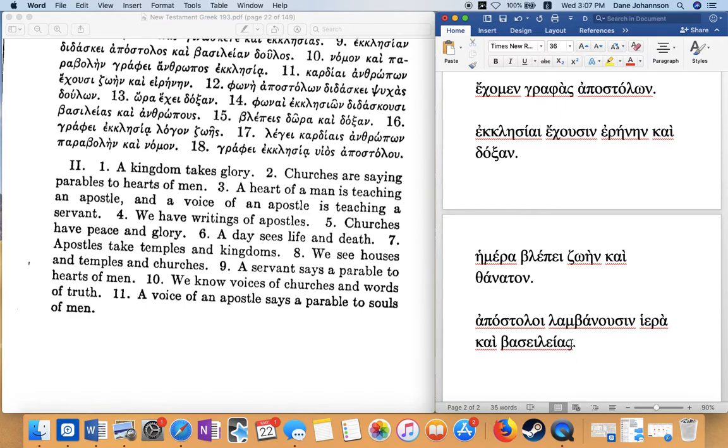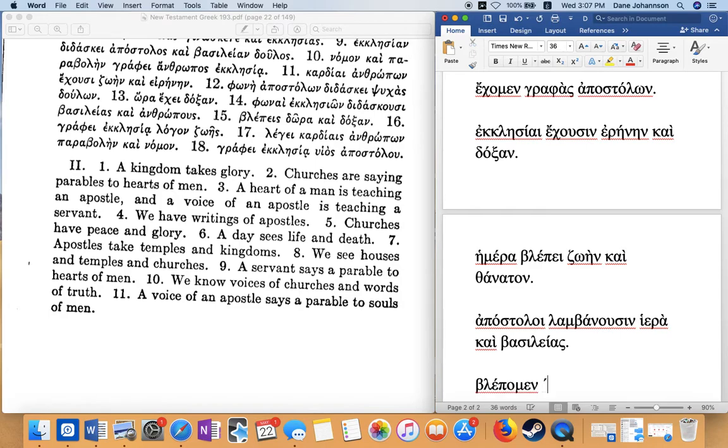It's supposed to be churches. I'm sorry. Apostles. Number seven is apostles take temples and... I keep getting confused with number eight. Basileias. Yeah, so basileias. Actually, I spelled it correctly, so I need to go back anyway. All worked out.